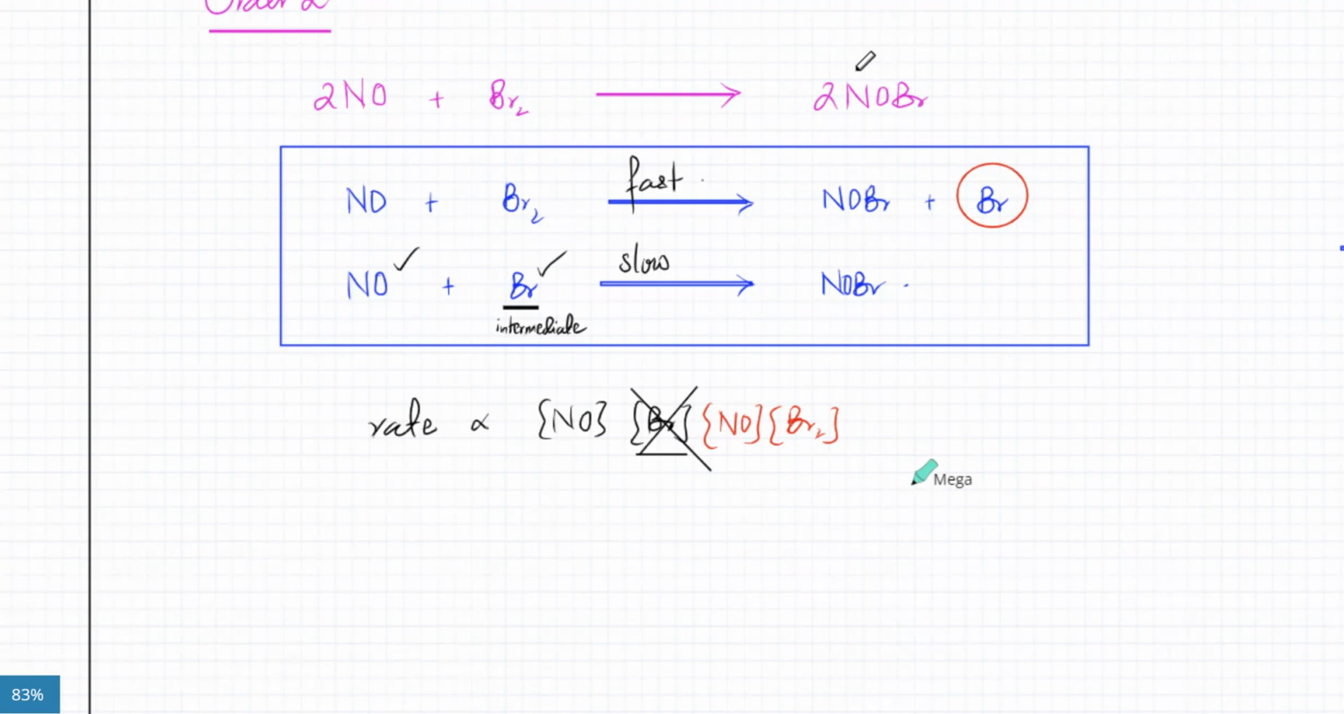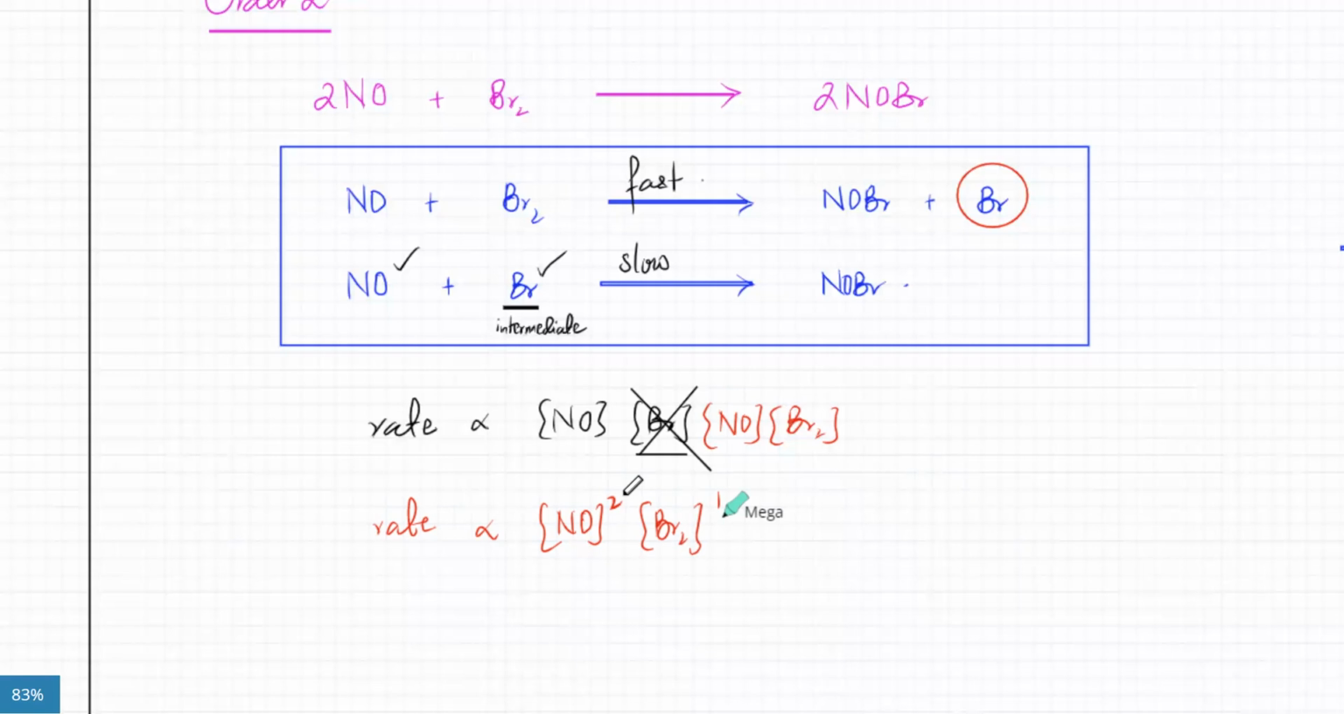So now, in your rate expression, how many times is NO appearing? That's 2 times now. So if I combine all the terms together, the rate is going to be dependent on NO's concentration, but now it's order 2, it's going to be squared. And for Br2, it's order 1. So what does order 2 indicate over here?